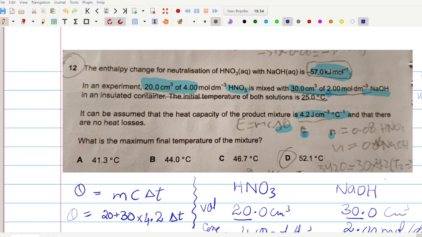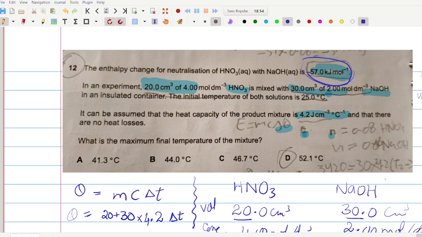Ma'am, which moles will we take, NaOH or HNO3? The limiting one. You have to find the number of the limiting one. The limiting one is NaOH, so we will take the number of moles of NaOH. So this one is the 57.0 kilojoule.